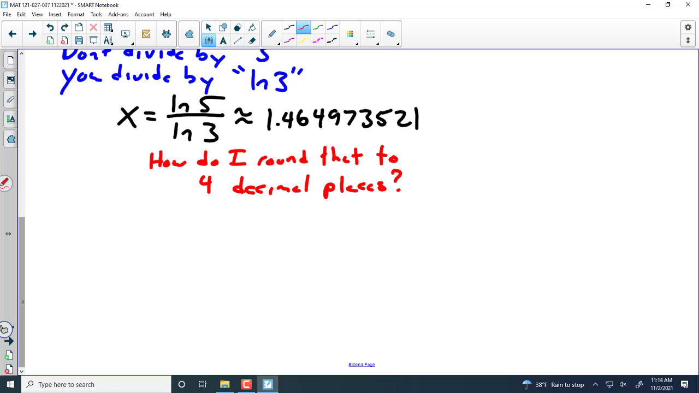How do I round that to 4 decimal places? 465. You're right, but then we need to put a 0 on it also. So this is something that people sometimes forget.